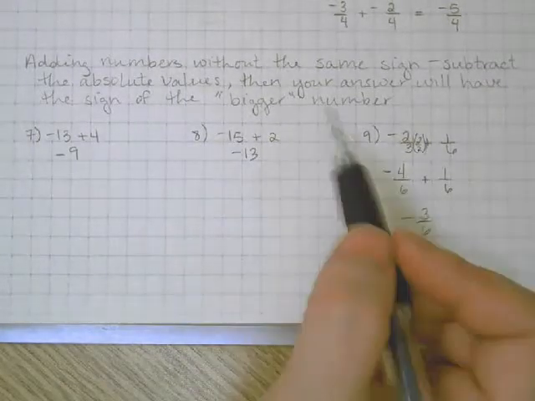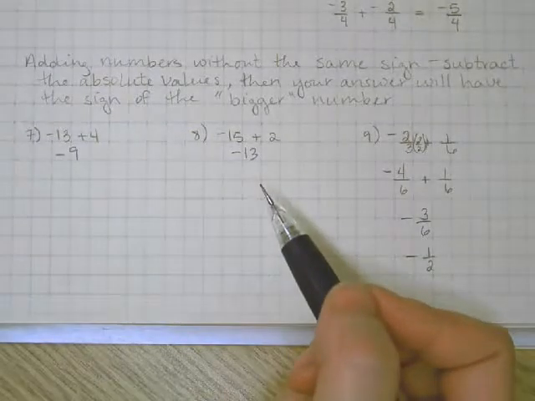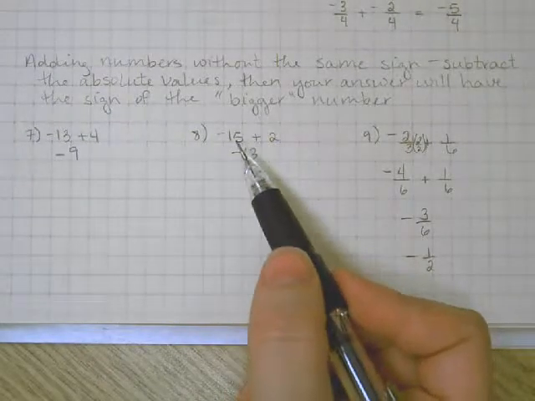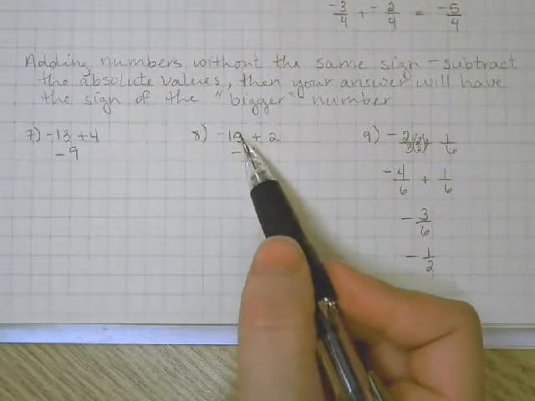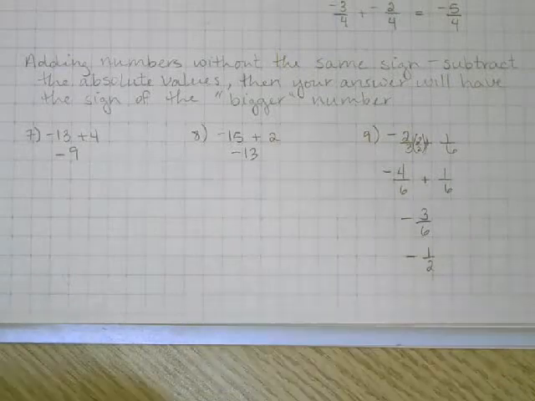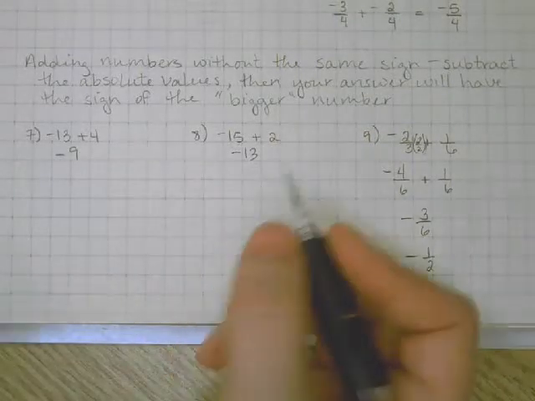So basically, when you're adding a negative, you're just subtracting. But you just need to pay attention to what your sign is going to be. Is the bigger number negative or positive? If the bigger number is negative, your answer is going to be negative.